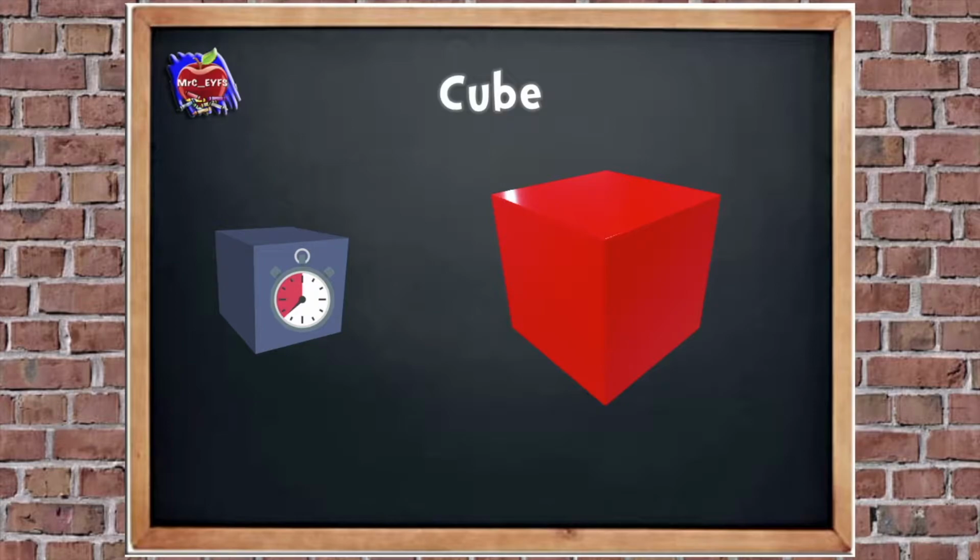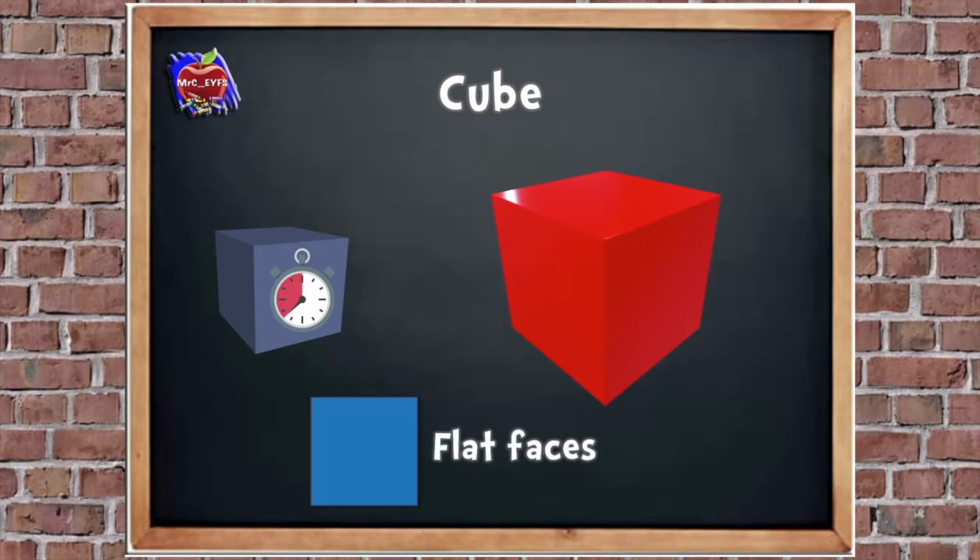Yeah, I can see lots of squares on a cube. But you know, we also call these faces. So all of those sides, we call them faces. But just as important, we need to know that they are flat faces. So a cube has got lots of square, flat faces. Let's have a look at another shape.